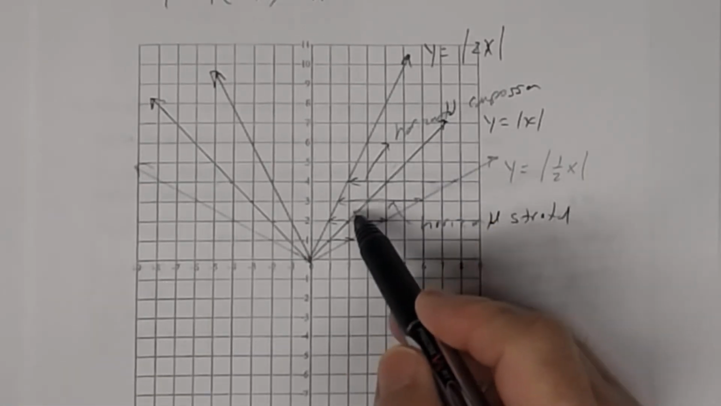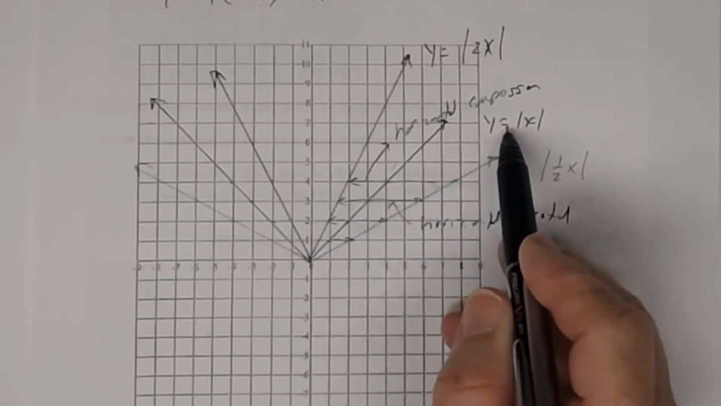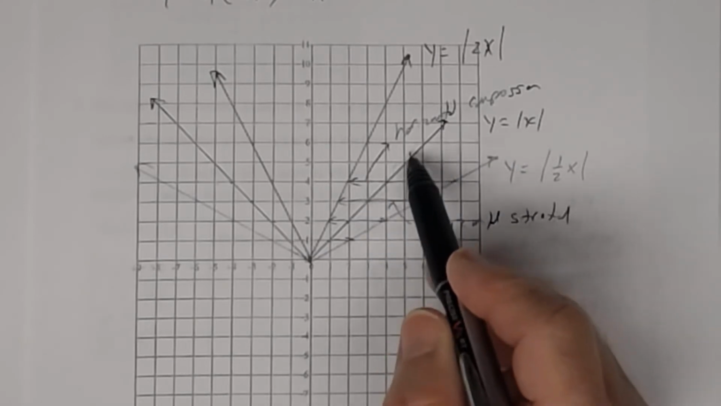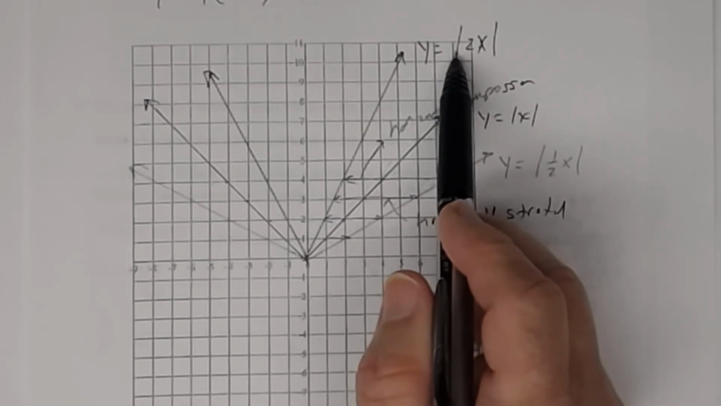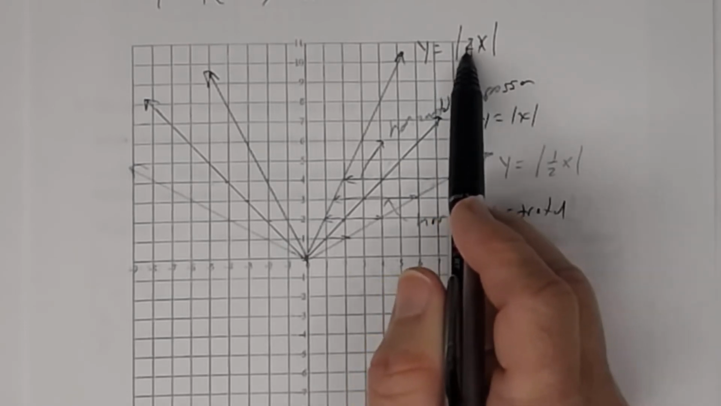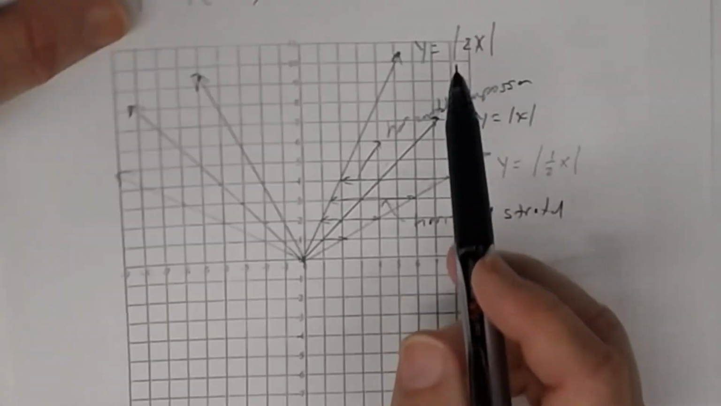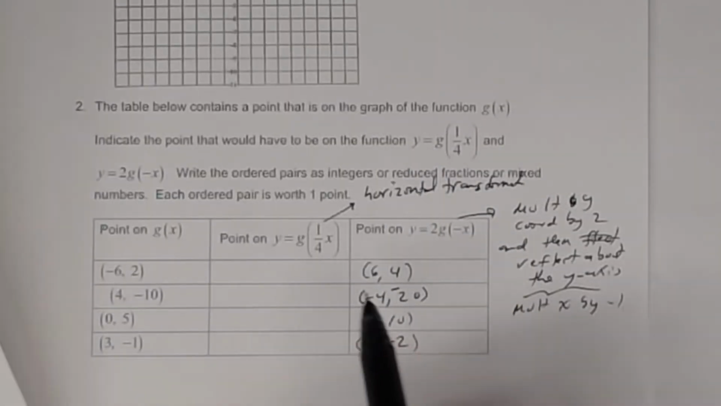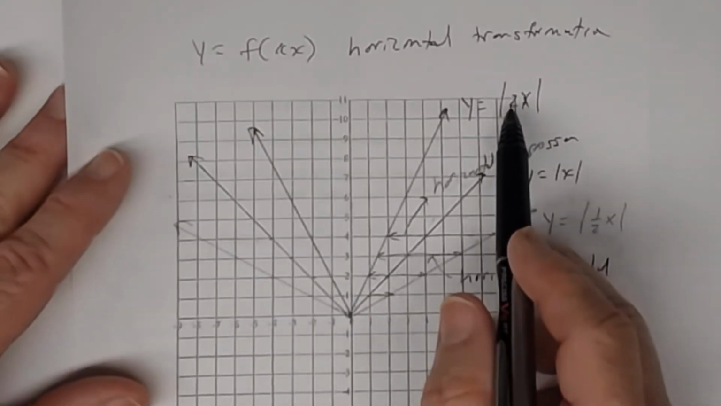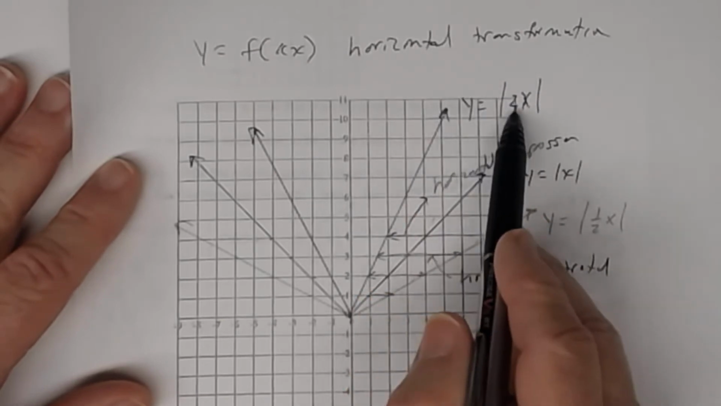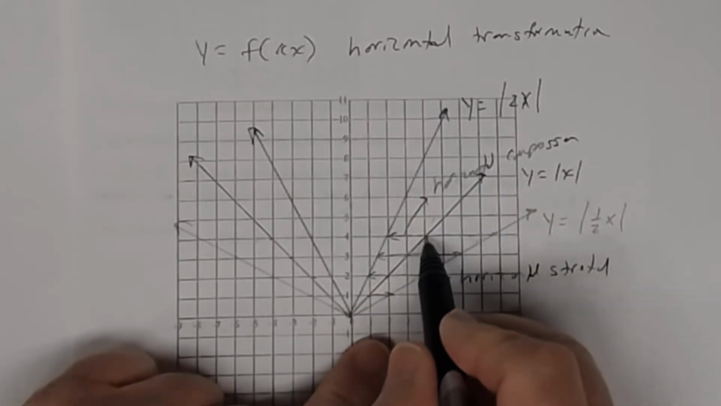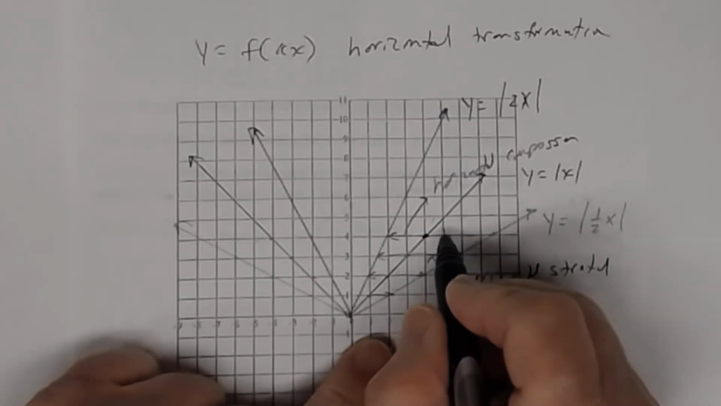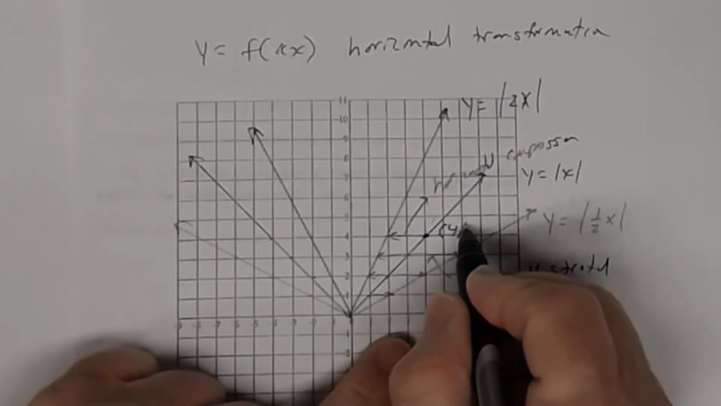So here's my absolute value function right here, y equals absolute value of x. That's my parent function. When I want to graph y equals absolute value of 2x, which is what we're looking at with this idea here, 2x, remember, that's a horizontal transformation. Now I want you to notice what happens though. If I take this point right here, I'm going to write it out, this is 4, 4.